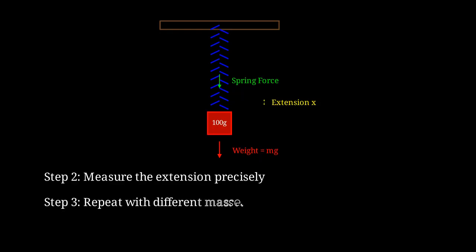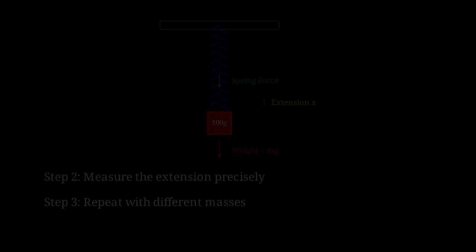Step 3. We repeat this process with many different masses. Perhaps we start with 50 grams, then 100 grams, then 150 grams, and so on, recording the extension for each mass. Now here's a crucial point. The force applied to the spring is not just the mass, it's the weight of the mass. Weight is mass times the acceleration due to gravity. F equals m times g, where F is force in newtons, m is mass in kilograms, and g is the acceleration due to gravity, approximately 9.8 meters per second squared.